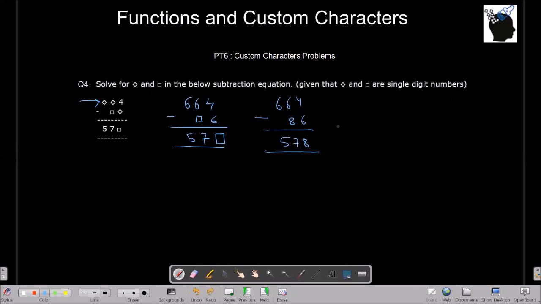Let's check it out. We can just add 86 and 578 and see whether we get 664. So 8 plus 6 is 14. Then this becomes 16 and 664, which is this. So that means this is correct. Whenever you have problems like this, you need to start assuming values for the variables which you're solving for and consider those cases and then start forming your solution.